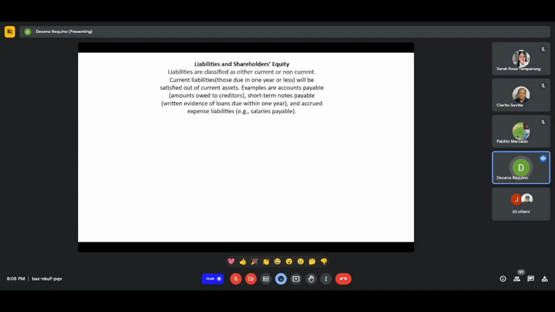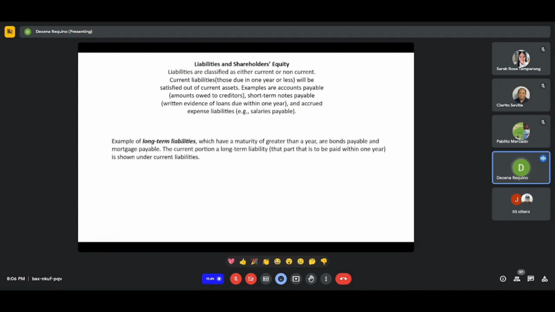Liabilities naman and shareholders equity. Sa liabilities, pwede siyang current or non-current. Pag sinabing current liability, those due in 1 year or less will be satisfied out of current asset. Examples are accounts payable, short-term notes payable, and accrued expense liability kagaya ng mga salaries payable.